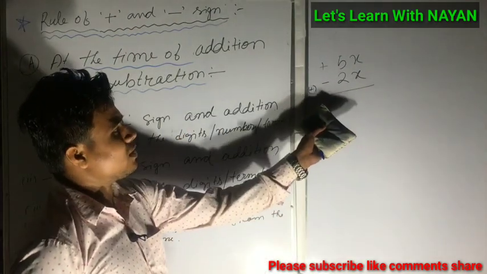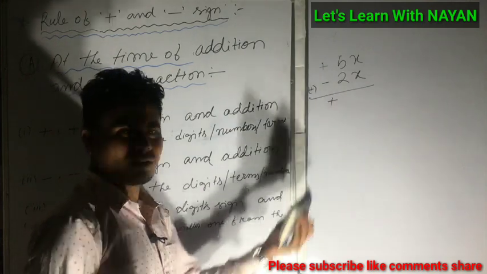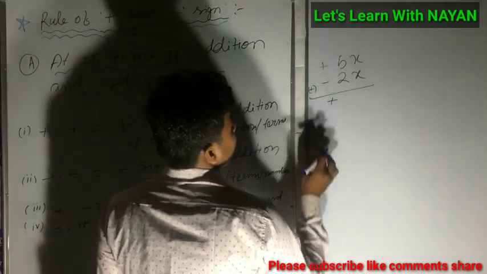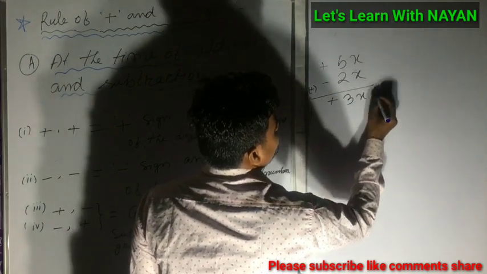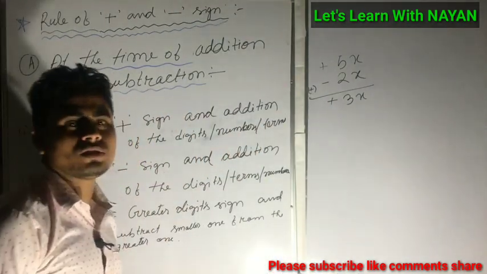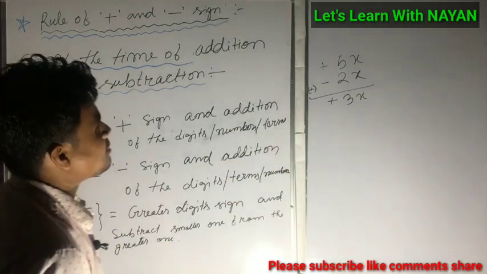Okay, and the plus sign is in hidden form. If we want, we can write it; if we do not, we need not write it. So 5 minus 2 becomes 3, and x is the variable, so we put this x. Okay, understood? Then you can see the plus plus rule.